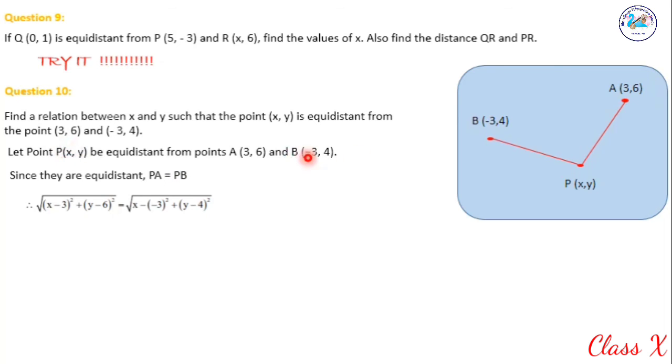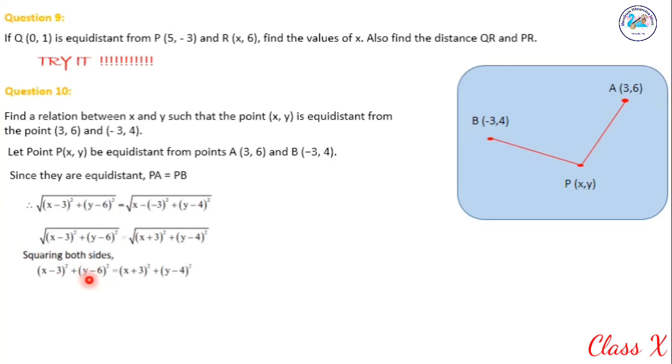So x minus 3, x2 minus x1, that is x minus 3 the whole square plus y minus 4 the whole square. So for the calculation, that is x minus 3 the whole square plus y minus 6 the whole square equal to this, minus 3 becomes plus 3, plus y minus 4 the whole square as it is. For removing the square root, we have to square on both the sides, that is square root is removed. x minus 3 the whole square plus y minus 6 the whole square equal to x plus 3 the whole square plus y minus 4 the whole square.